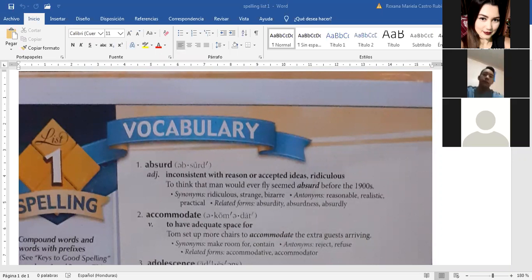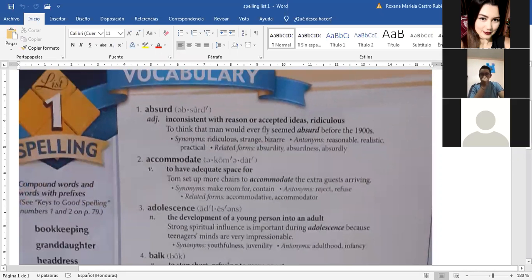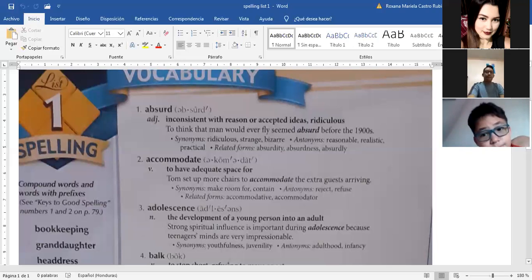Exactly. As you already know, this is a review, and we are going to start with list number 1. We're going to review these words. If you have your book, you can have it there too. And we have absurd, that is an adjective. Do you remember the translation of this word in Spanish? Absurd. It's an adjective that means inconsistent with reason or accepted ideas. Ridiculous. It's the same as ridiculous.